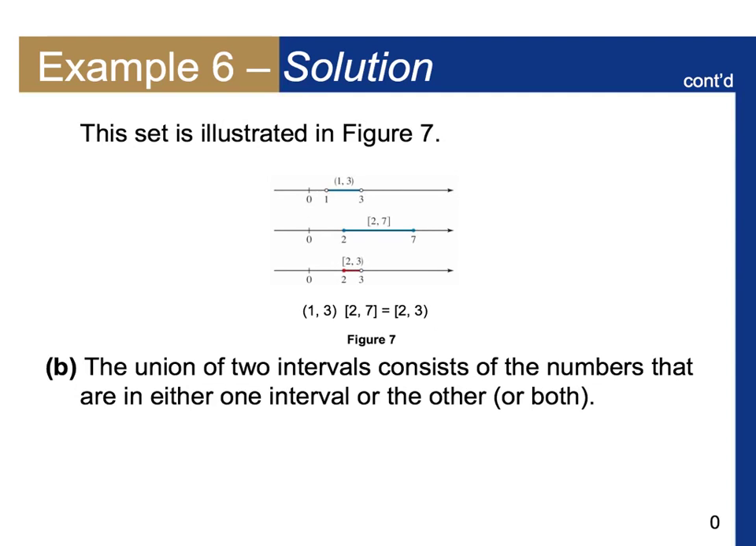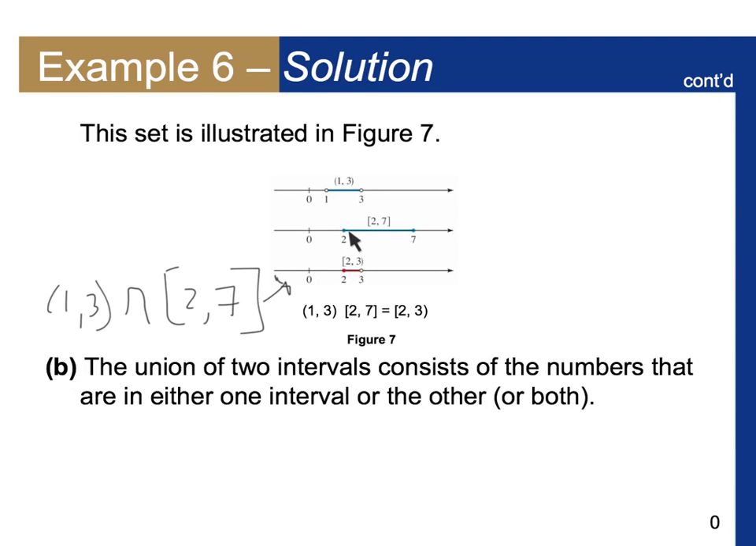Now what we're doing here is taking the intersection. So let me rewrite that. That third set is 1, 3, intersect 2, 7 closed. So that's what this set is here. You can see where they overlap. You can see the overlap is between 2 and 3, and it's going to include the 2, and it's not going to include the 3.